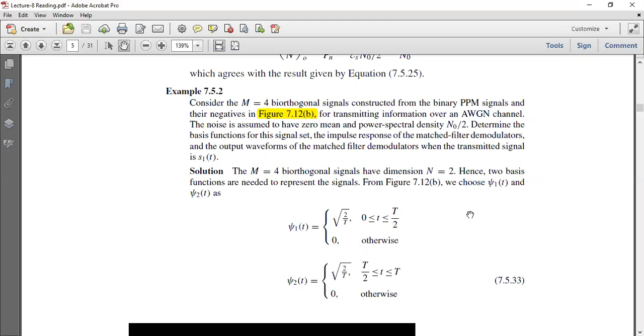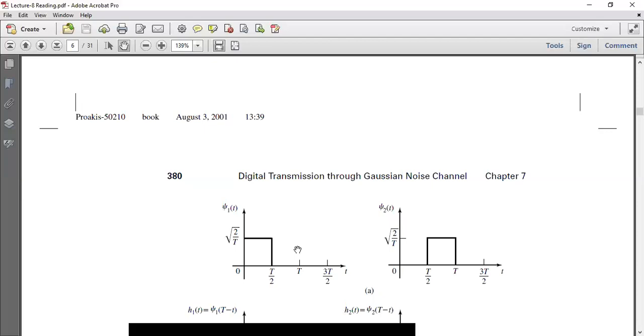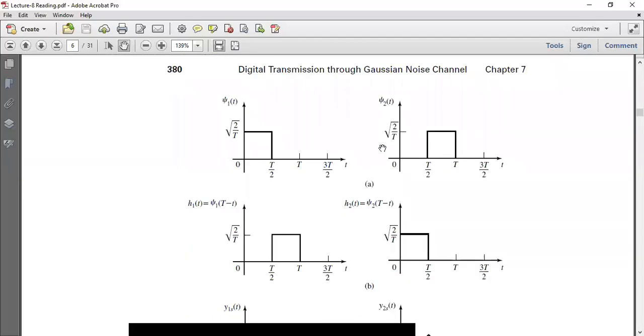If these basis functions are given, phi 1 has amplitude square root of 2 over T, over time 0 to T by 2, and then phi 2 is over T by 2 to capital T, also with amplitude square root of 2 by T. So this is the second basis function, and he has represented them over here. These are the basis functions, and our matched filter for this particular case is phi 1 of T minus t.